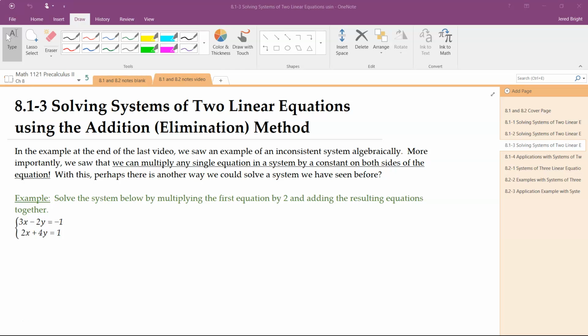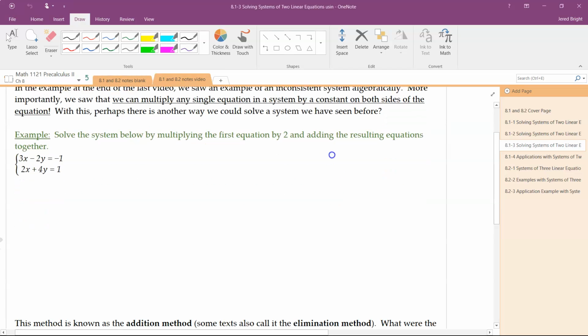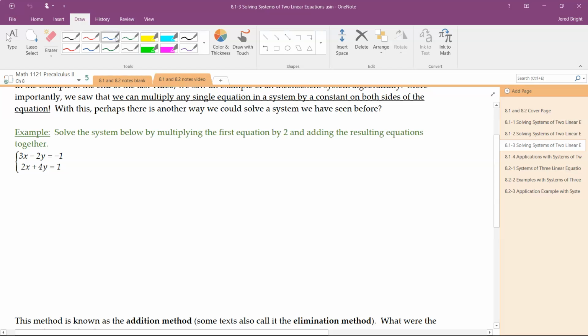We're going to do a different approach. So this one gives us very specific instructions. Why we have to add, that's not completely clear, but we'll get there. Alright, so what we're going to do is follow the instructions. So multiply the first equation by 2.